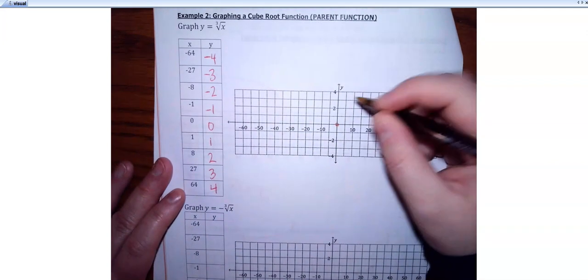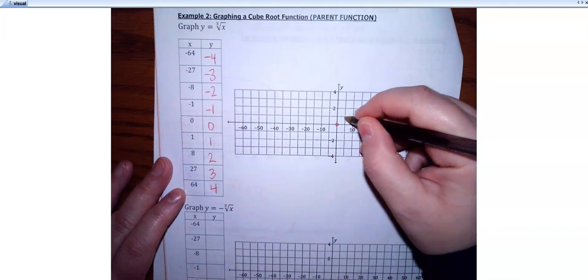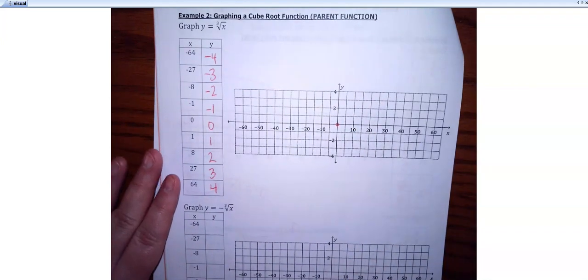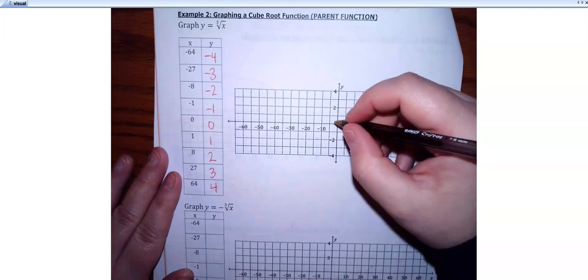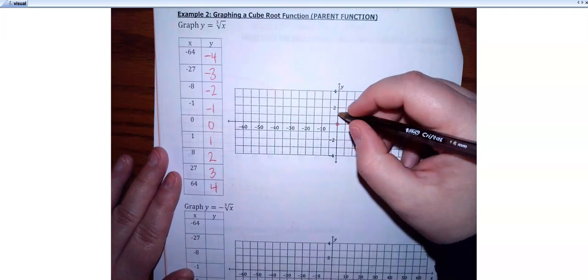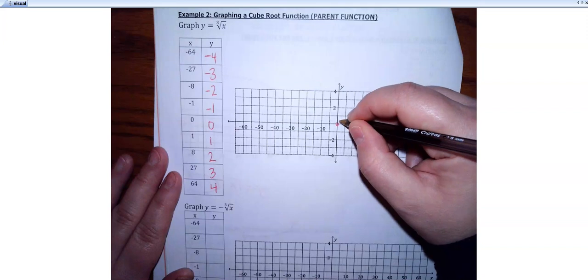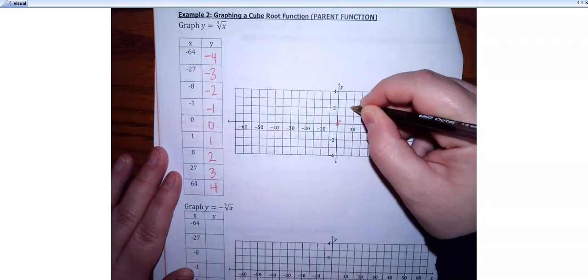Okay, so we're going to have to estimate here on this. All right, so this goes by 5s. So I'm going to graph the point, let's see, 1, 1, maybe here. 8, 2 is going to be maybe in there.